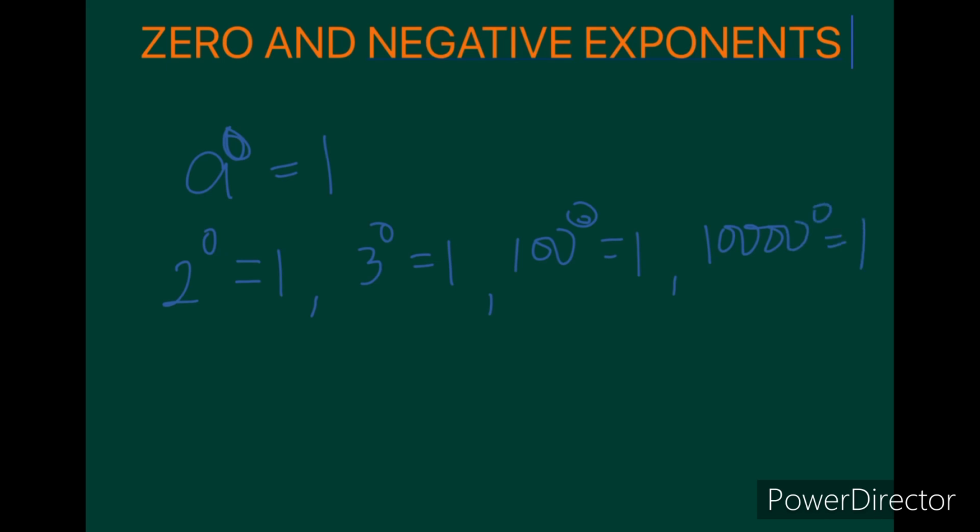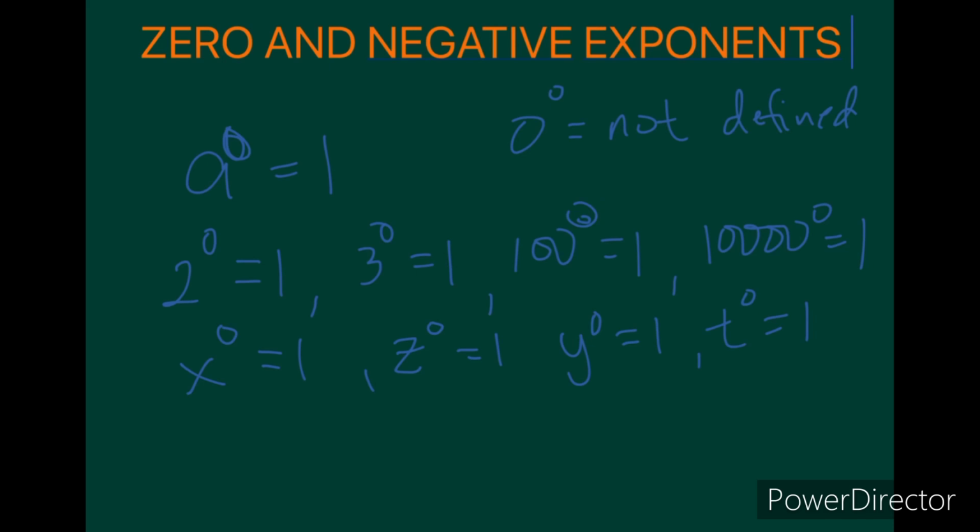And in variables, let's say x raised to 0 is equal to 1. Z raised to 0 is equal to 1. Y raised to 0 is equal to 1. D raised to 0 is equal to 1, and so on. As long as your base is a non-zero real number, the answer is 1. But take note that 0 raised to 0 is not defined. So that's what we call the zero exponent.